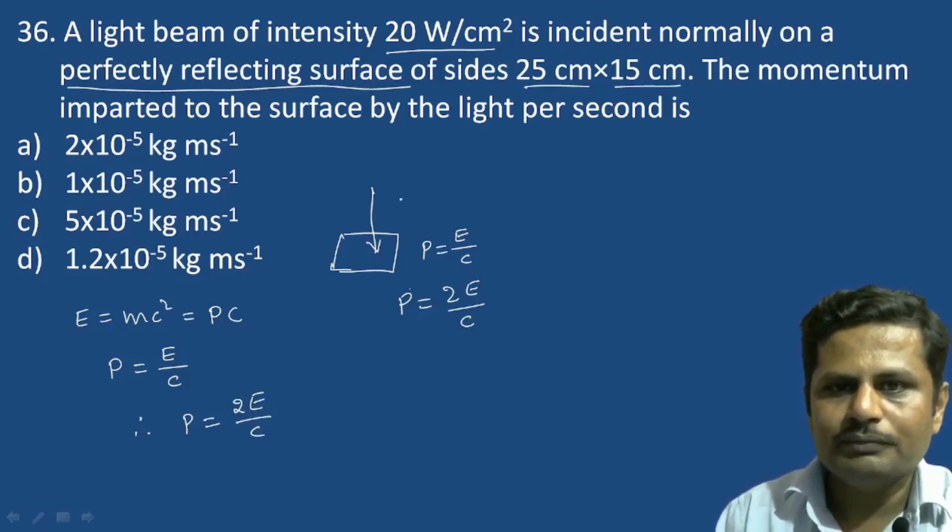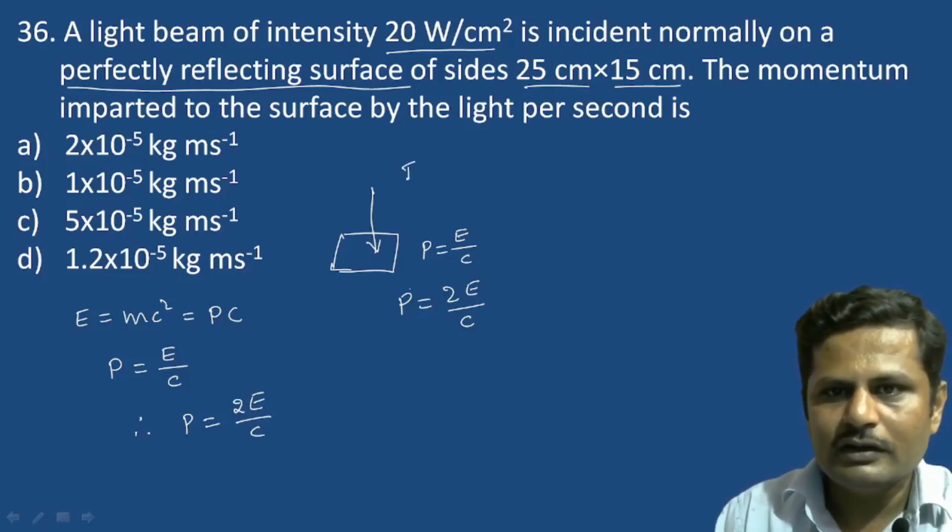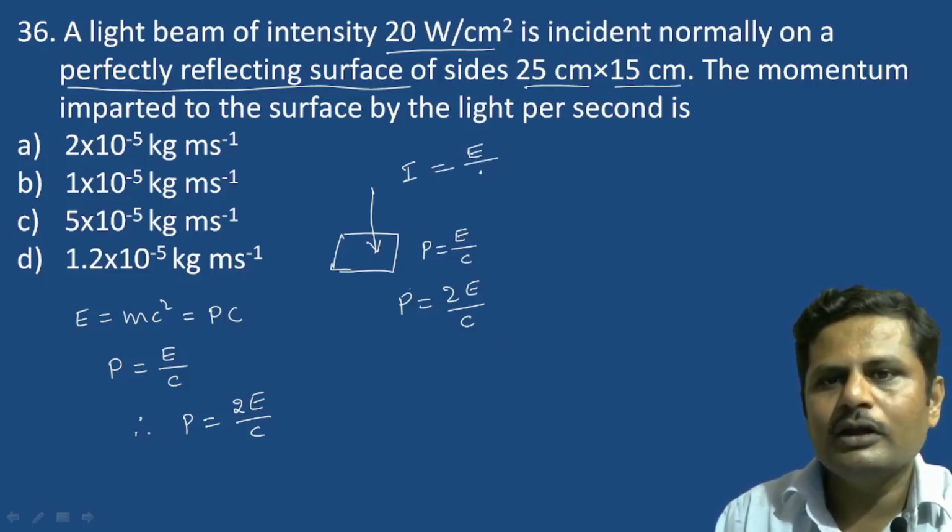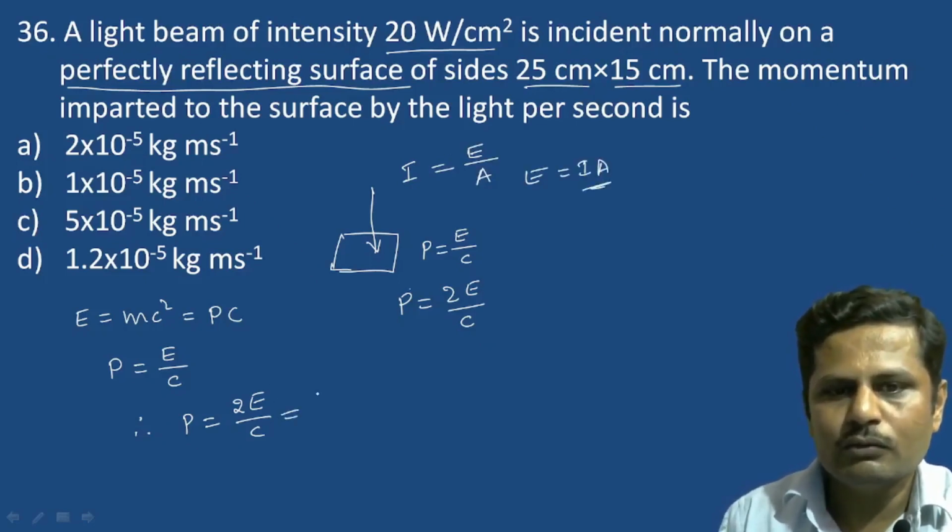As you know, intensity is nothing but the energy per unit area of cross section. So E can be written as IA. So therefore I am using here 2 times IA divided by c.